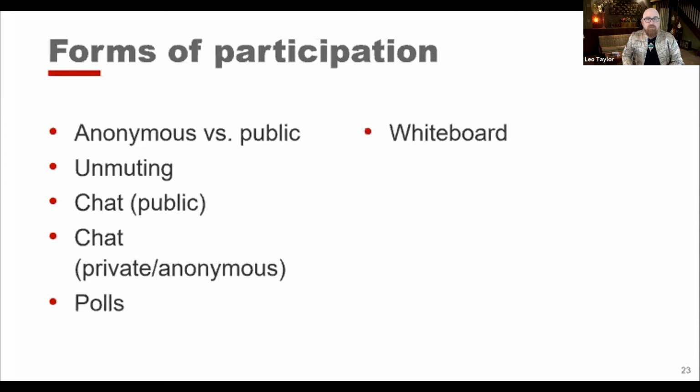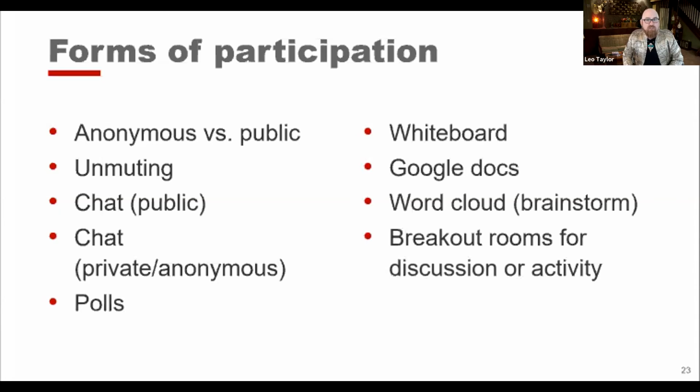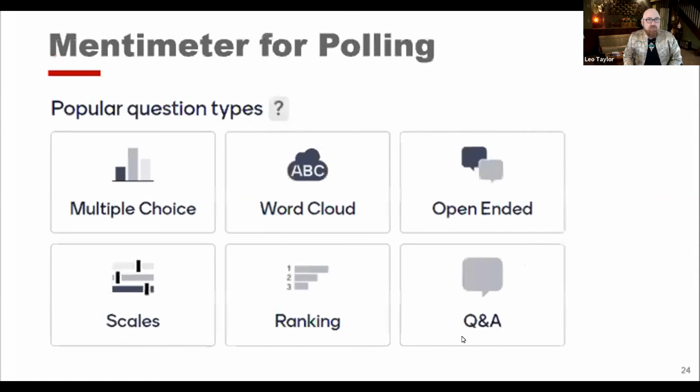Using polls, using whiteboard, Google Docs. Sometimes I'll create individual Google Docs for breakout rooms, and those breakout rooms will then use that link to go and fill out a worksheet. Use the word cloud, which is just a brainstorm, and use breakout rooms or discussion groups or an activity. And then you can also do individual activities. So you've already seen me use Mentimeter. There's all sorts of free features there.